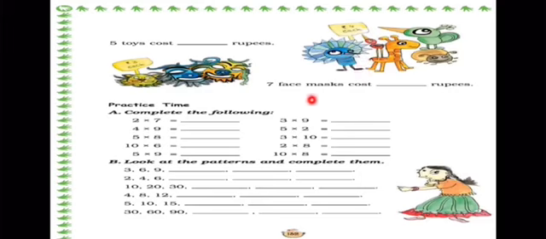And 7 masks cost how many rupees? So each mask costs 3 rupees. So 7 3s are 21. So 21 is the answer. So start writing the answers in the textbook.